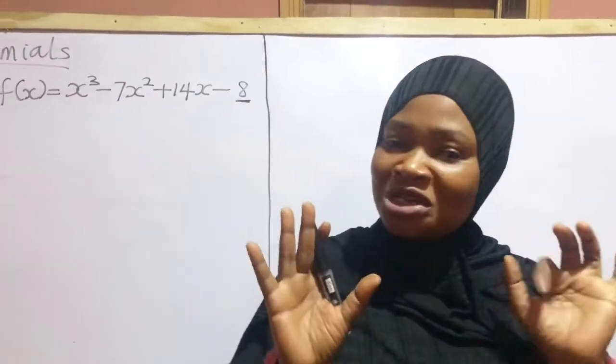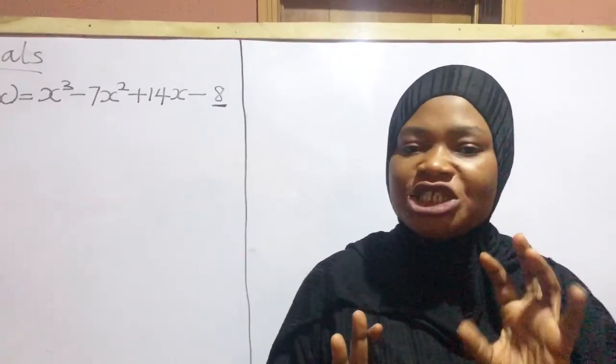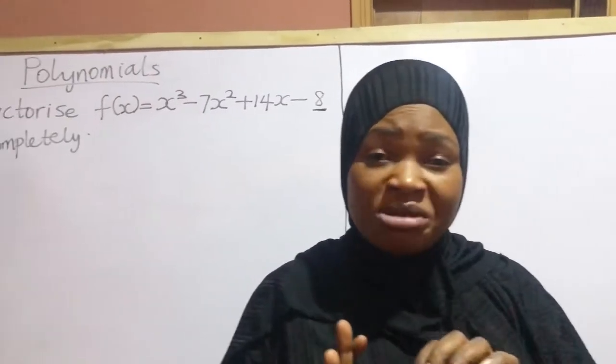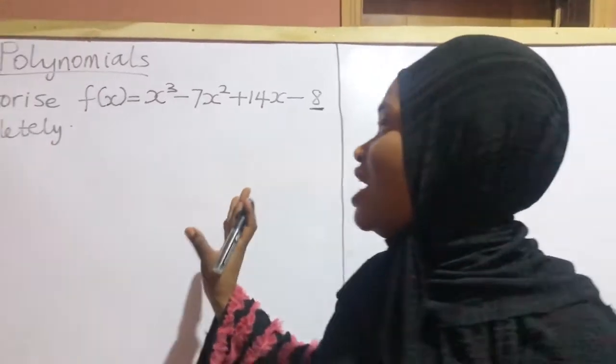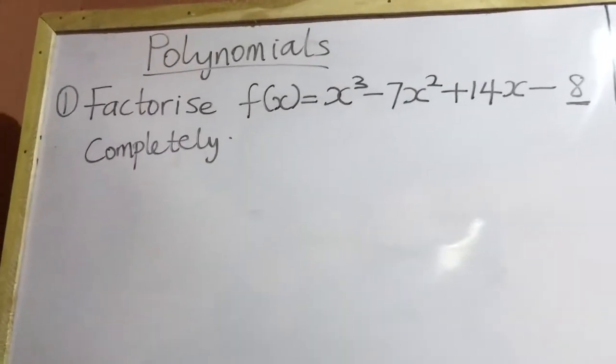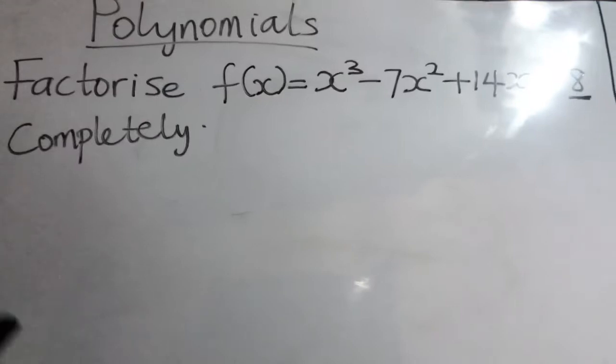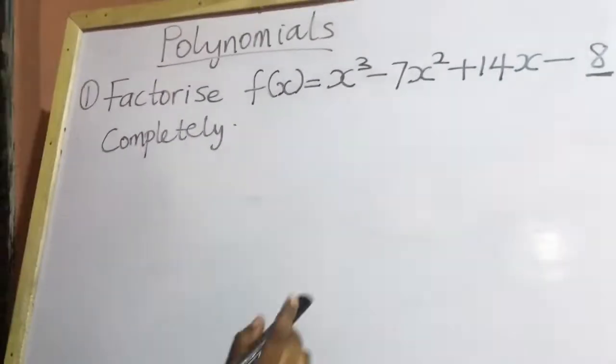So we are still on polynomials, but I want to teach you how you can factorize a polynomial when you are not given a divisor at all. So that is what we want to do today. Factorize f of x equals x cubed minus 7x squared plus 14x minus 8.